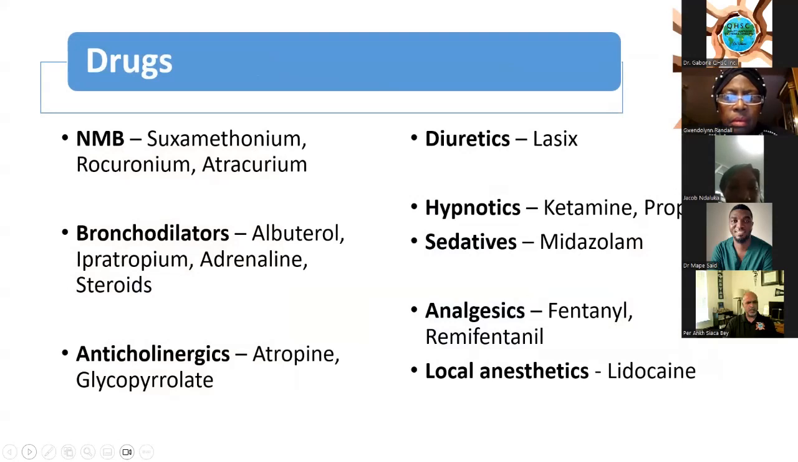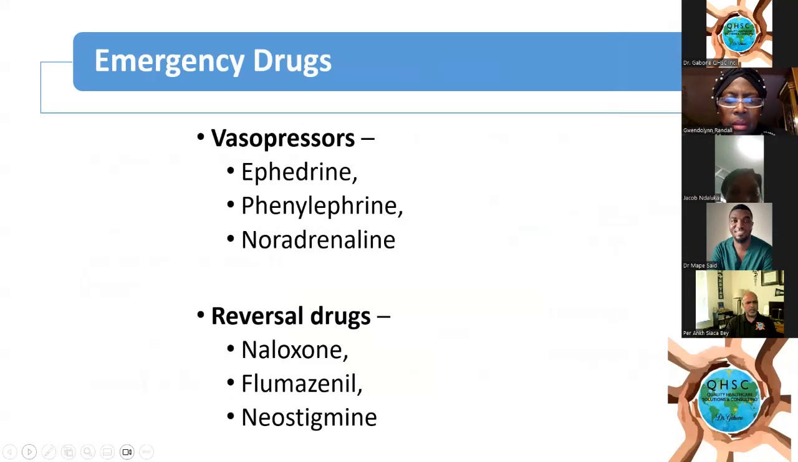Also the drugs that you are going to need, like the paralytic agents, the neuromuscular blockers. You need to have bronchodilators, anticholinergics like atropine and glycopyrrolate, diuretics sometimes, and hypnotics such as ketamine, propofol, midazolam, analgesics like fentanyl, and local anesthetics like lidocaine spray. Next slide. And also vasopressors. So this is like an emergency airway cart or crash cart that will help you whenever you have an emergency situation, where you are in doubt about the patency of the airway and the physical status of the patient. So next.